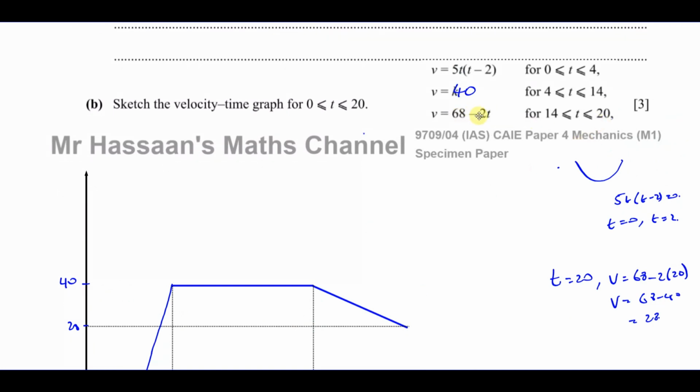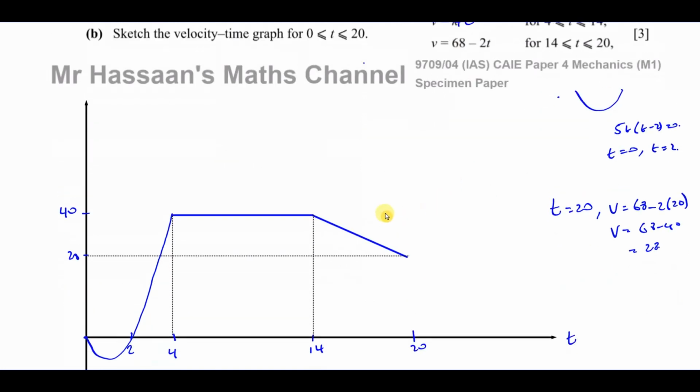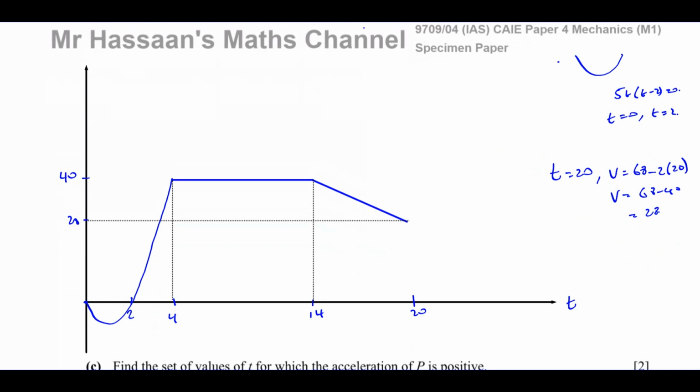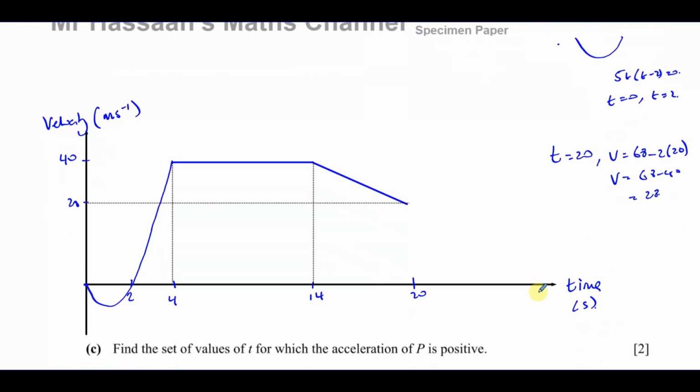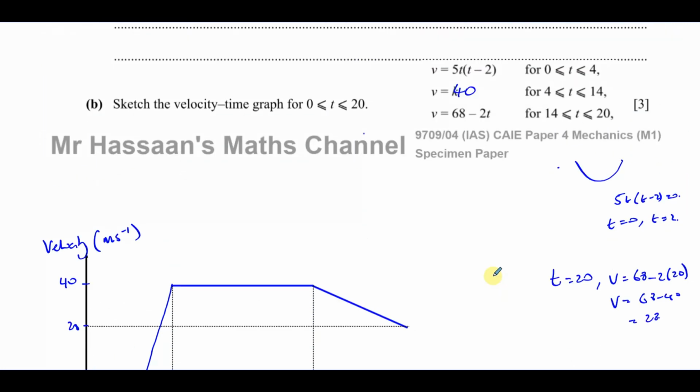20 seconds, 68 minus 40, which is 28. Yeah. Okay, so there's your velocity against your time. So that's velocity per second, meters per second, and that's time in seconds. All right, so there we have the velocity time graph from 0 to 20 of this journey.